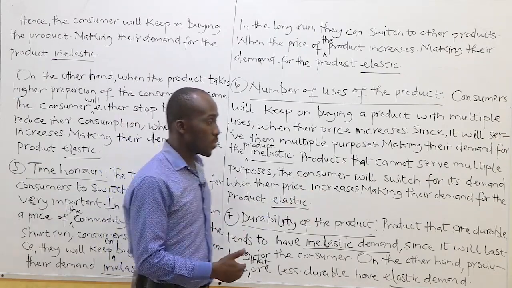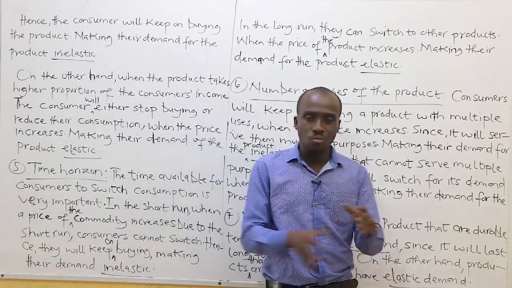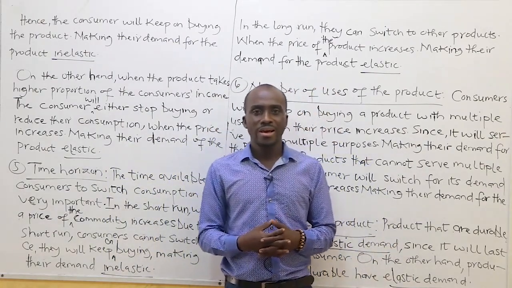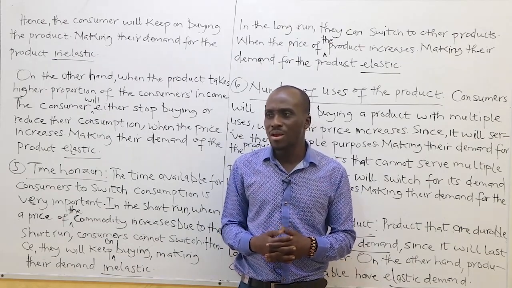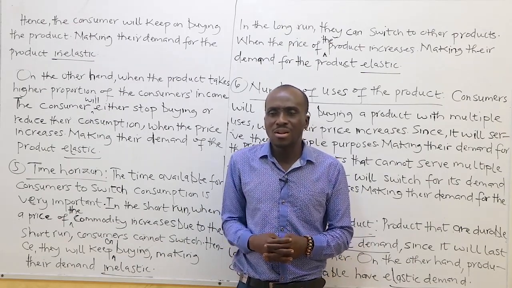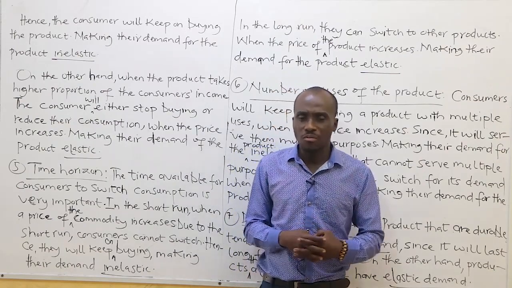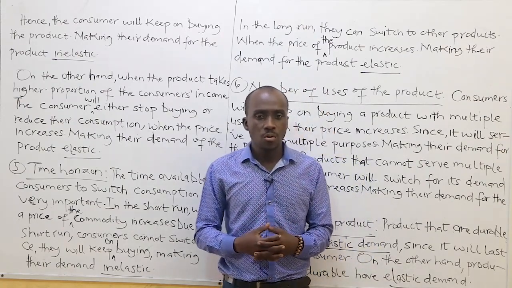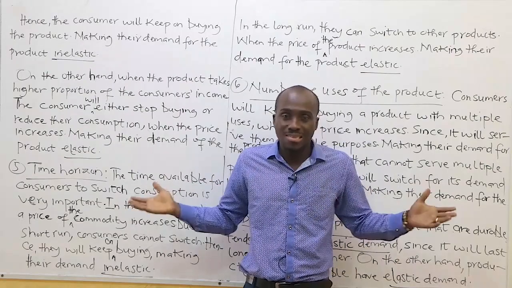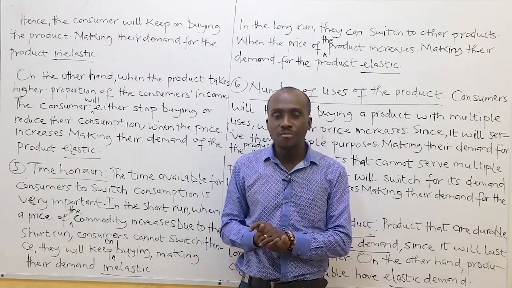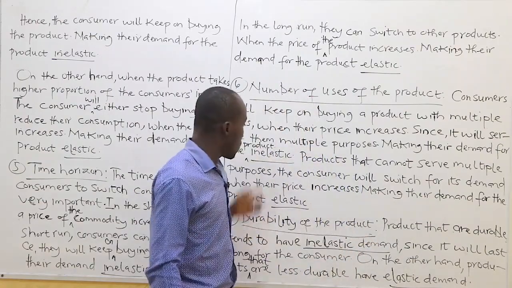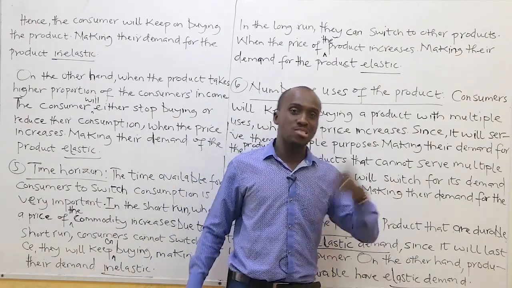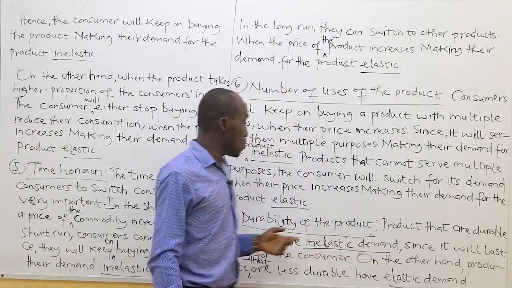A product that cannot serve multiple purposes, the consumer will switch from demand when the price increases, making the demand for the product elastic. If the product doesn't have multiple purposes, it's not relevant. If the price goes up, you try to see that to me, if I buy it, it is quite a profligate expenditure or frivolous expenditure, because it cannot serve you multiple purposes. And what is the relevance? So if it cannot serve you multiple purposes, then you might decide to switch from the demand. Your demand becomes elastic.